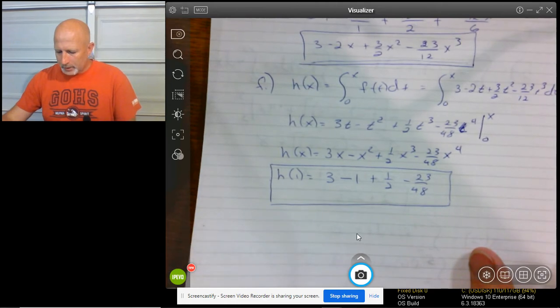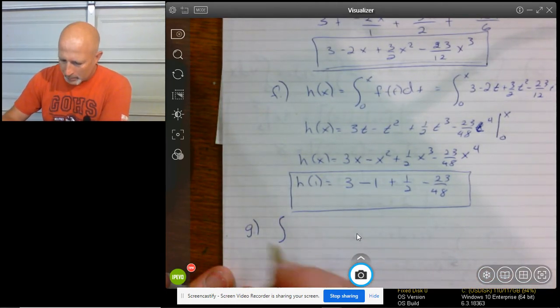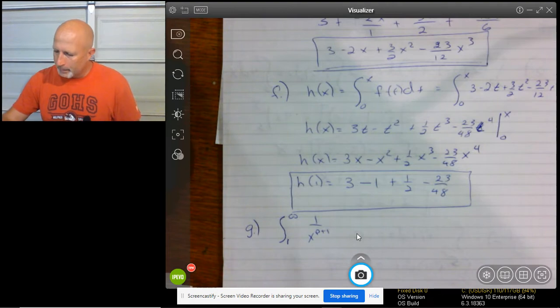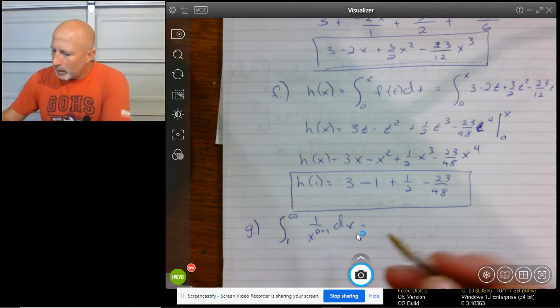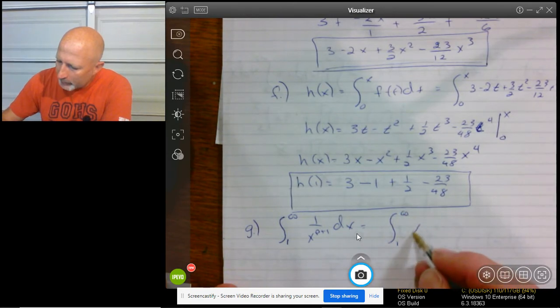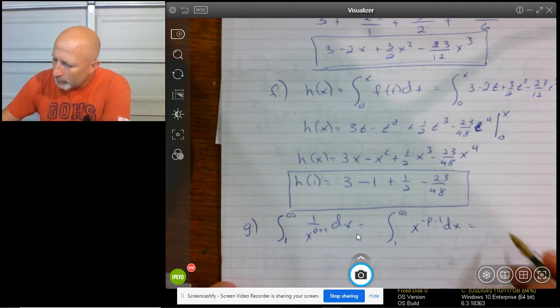Okay, and then G. G says evaluate the integral from 1 to infinity of 1 all over x to the p plus 1 power dx. Well, that is just equal to the integral from 1 to infinity of x to the negative p minus 1 dx, which is equal to, raise it by a power of 1, so I have x to the negative p all over negative p. And I'm going from 1 to infinity.